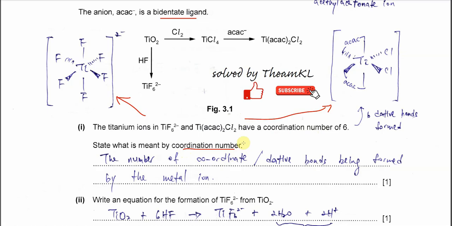Very easy. As you can see, both complex ions are octahedral complex ions, and they're having the 6 dative bonds. 1, 2, 3, 4, 5, 6. Because it formed 6 dative bonds with the metal cation, we know that the coordination number is 6. So very easy, it is the number of coordinate or dative bonds formed by the metal ion with the ligands.